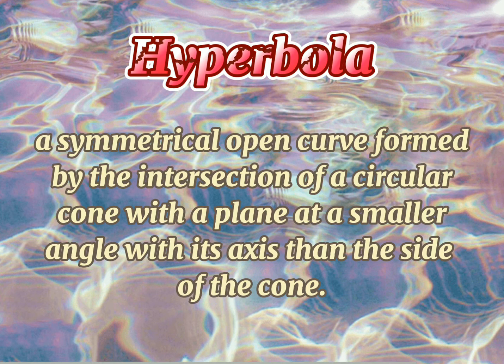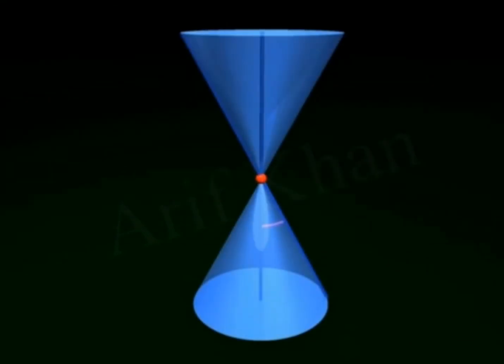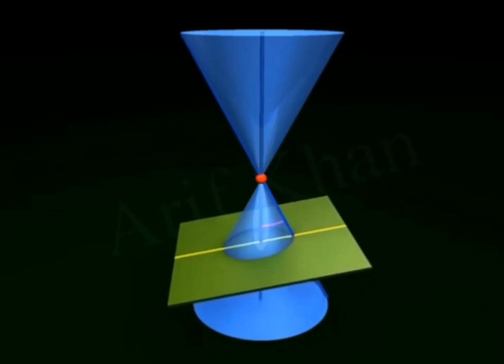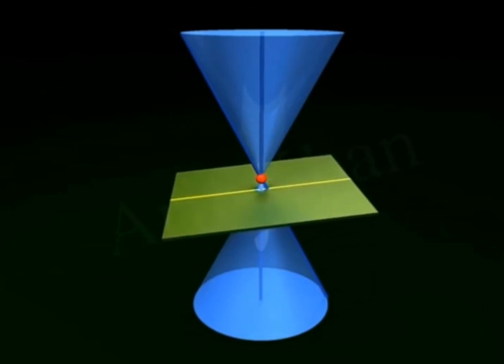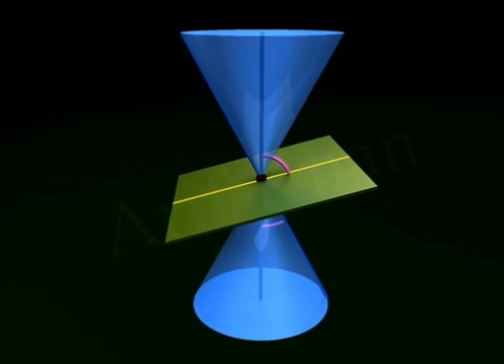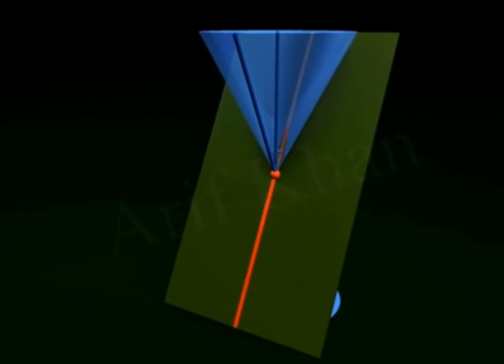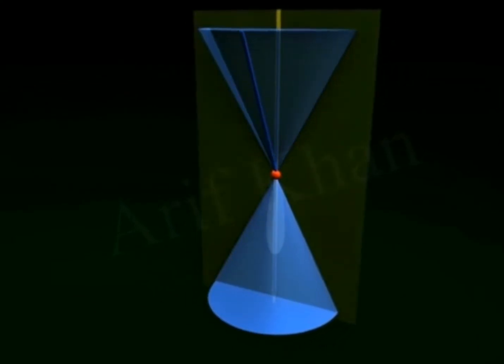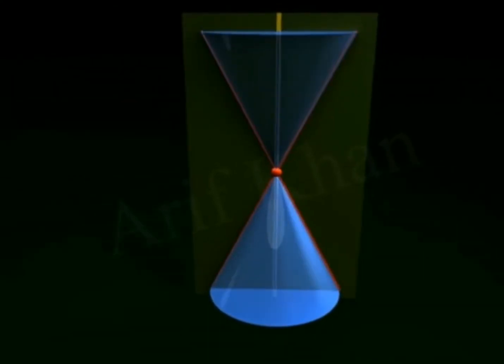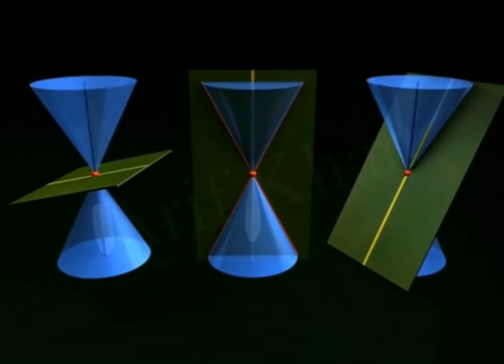Hyperbola, a symmetrical open curve formed by the intersection of a circular cone with a plane at a smaller angle with its axis than the side of the cone. Degenerate conics. If the plane intersects the double right circular cone at its vertex, the ellipse becomes a point, the parabola becomes a line, and the hyperbola becomes two intersecting lines. The figures so obtained are called degenerate conics.